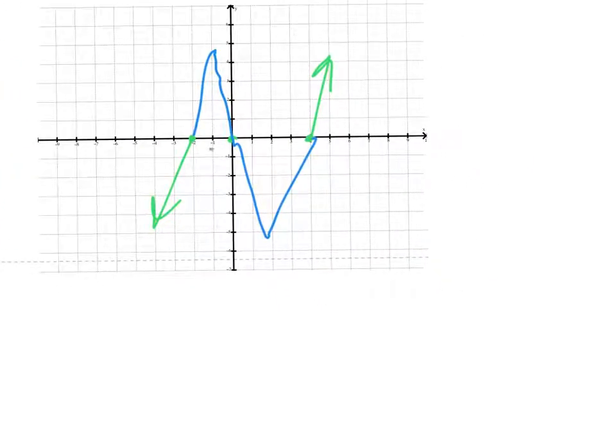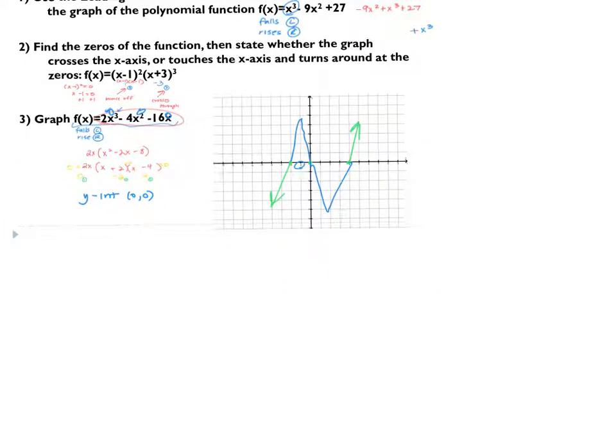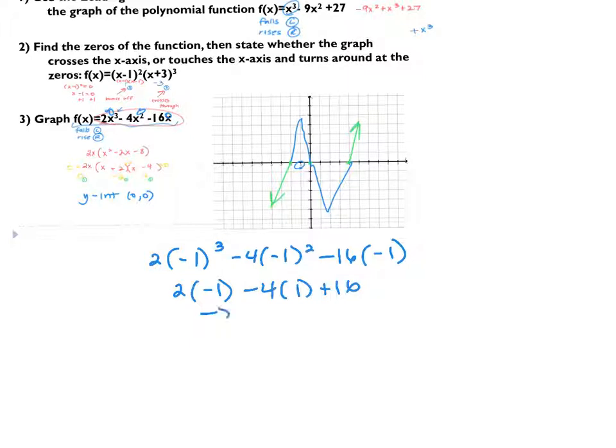So I'm going to plug in my negative 1. So I take my function, 2 times negative 1 to the third, minus 4 times negative 1 squared, minus 16 times negative 1. And I get 2 times negative 1, minus 4 times positive 1, plus 16. That's negative 2, negative 4, plus 16, and I get 10.